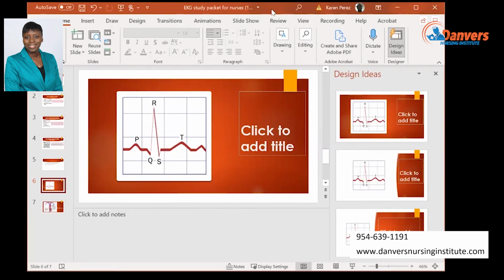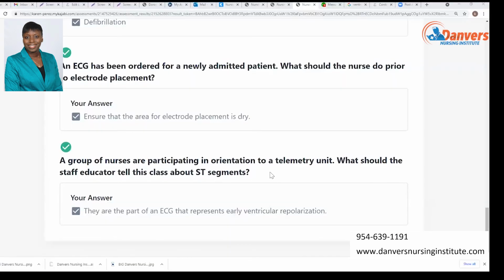And what I want to tell you too is to remember repolarization, relaxation, all right? Repolarization, relaxation. That means the heart is relaxing, all right? So again, just remember that repolarization means that the heart is relaxing.